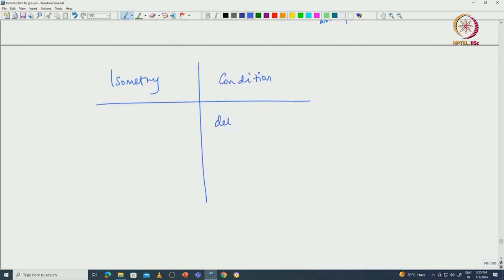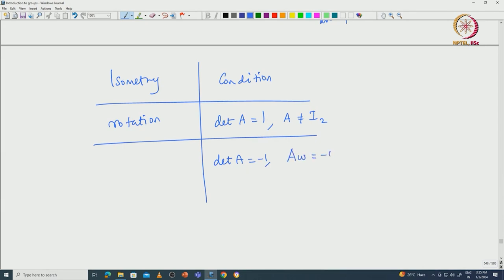So when determinant is 1 and of course A is not equal to identity, you are going to get a rotation. And when determinant is minus 1, and you can see that this A omega is also, A W is also supposed to be minus W, then you get a reflection. So this is reflection with respect to a line passing through origin.